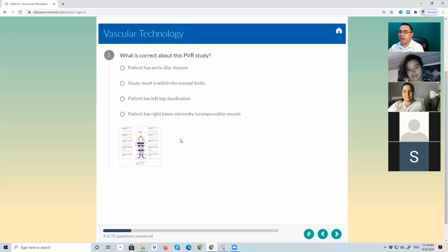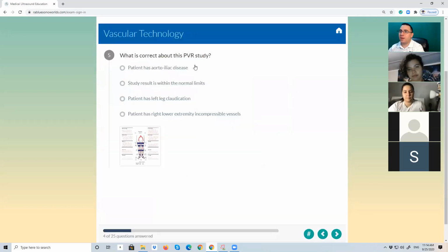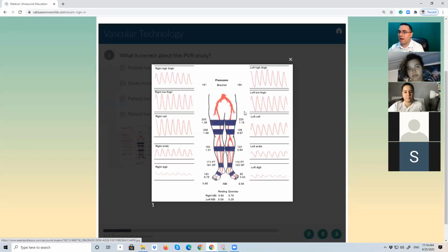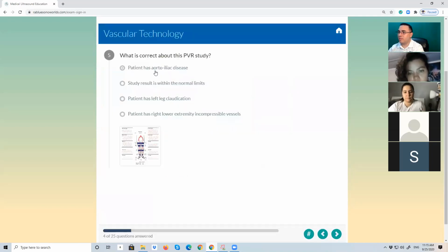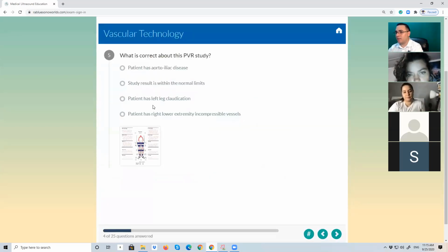I go with you. Option one is the patient has iliac disease. I don't think so. The pressures up here are fine, so you take this one out of the picture. Study results within normal limits doesn't work because both ABIs are wrong, right? Patient has left leg claudication. That's the answer. And patient has right lower extremity incompressible vessels.